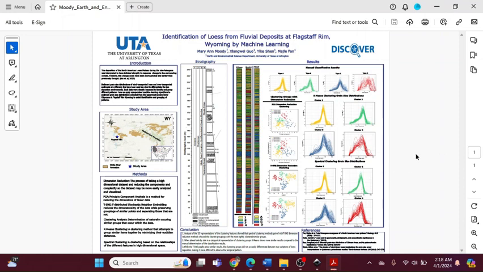Hello, my name is Moody, and I have been looking at the identification of loess from fluvial deposits at Flagstaff Rim, Wyoming by machine learning methods.